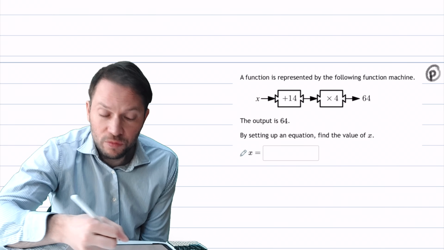So to times it by 4, I'm not going to write times by 4 like that. Because of orders of operations, that would actually mean x plus 14 times 4. But we actually want all of the x plus 14 times by 4. So the way you can do that is to put that in a bracket and put a 4 on the front. So it's 4 times (x plus 14), and that is equal to 64. And now we could solve this equation.